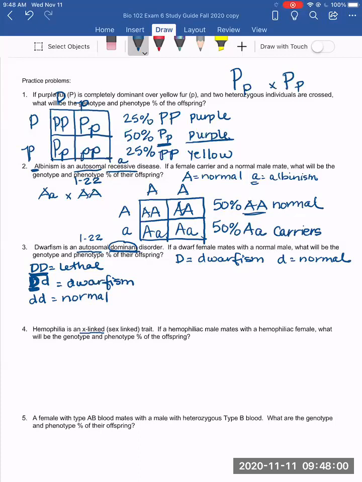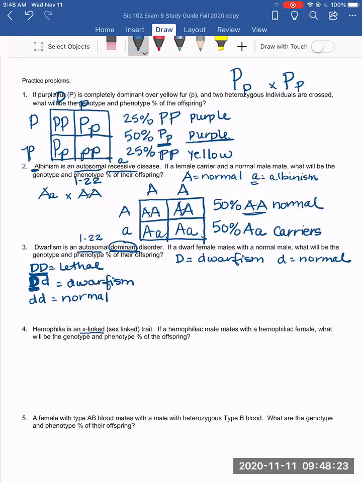Okay, I'll tell you right now, if she is mating, then she is heterozygous. Because the big D was lethal, that baby never developed. So if someone is alive and they have the disorder, whether it's Huntington's disease, dwarfism, any of these autosomal dominant disorders, if they have the disorder, that means they are heterozygous.